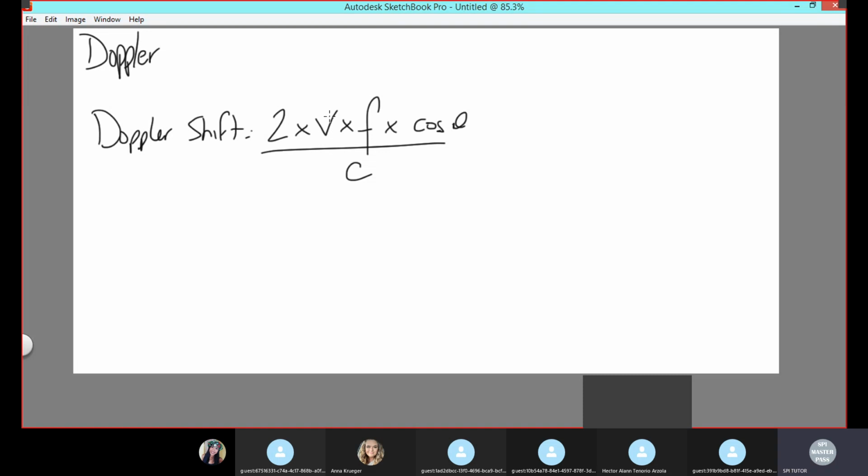I don't write velocity of blood. I don't write transmitted frequency or transducer frequency. I don't write propagation speed. And this is the cosine of theta, so the angle. All right.